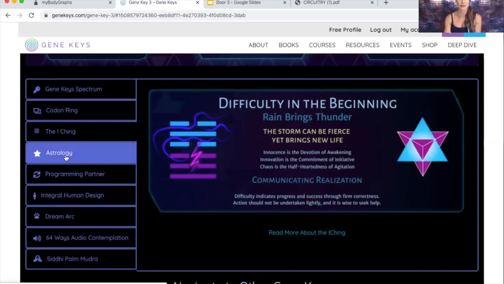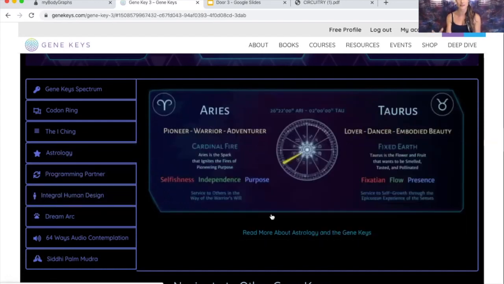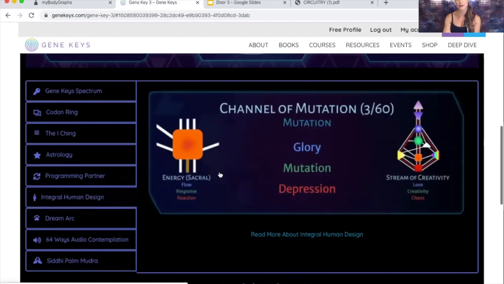And I was also mentioning the astrology, that we have this combination of Aries, which is the warrior, the pioneer. It's the very individual. And then we go into Taurus, that is the lover, the dancer, the embodied beauty, and fixed earth. So it's very different energy. And we have both those energies inside gate 3. Independence, purpose, flow, and presence. Really beautiful qualities. If we look at integral human design, it's still the channel of mutation.